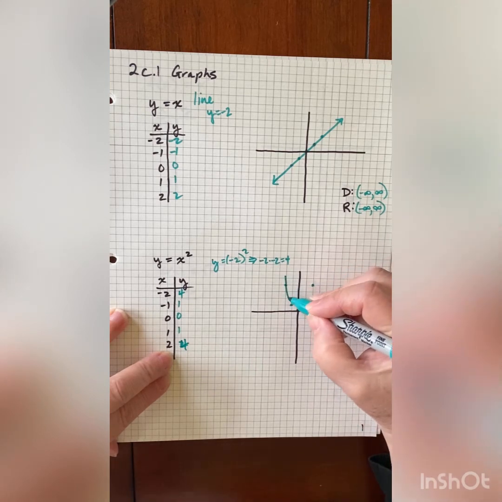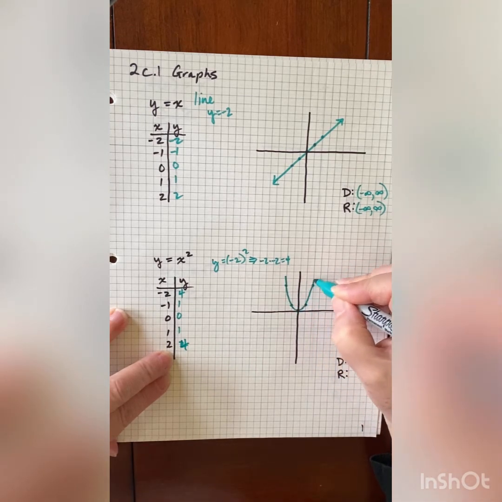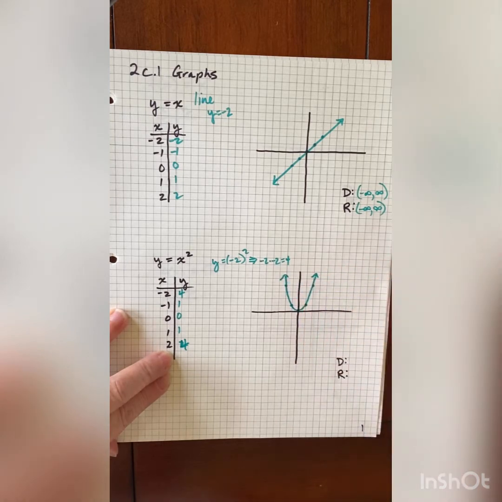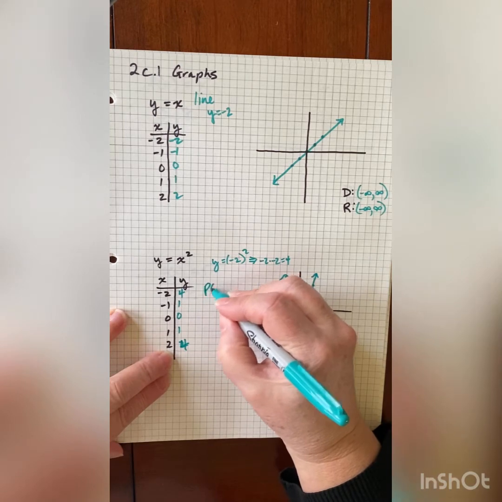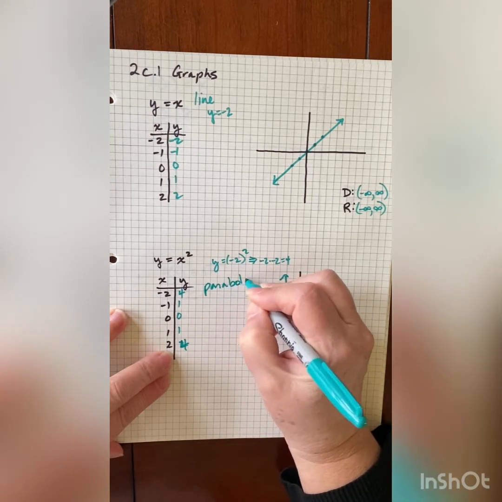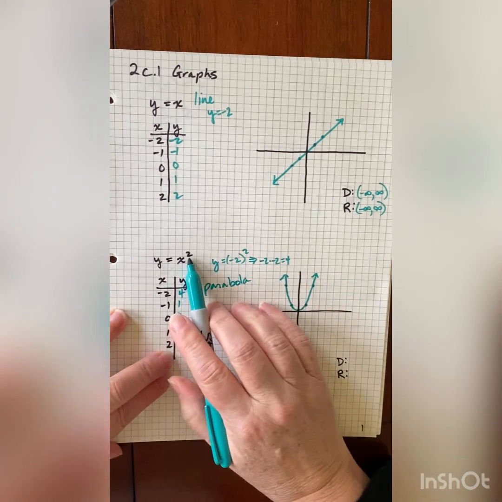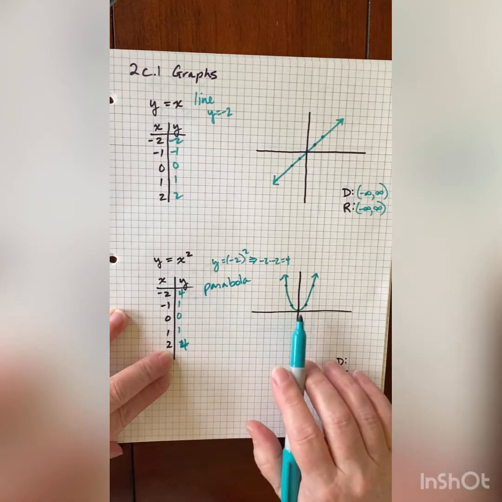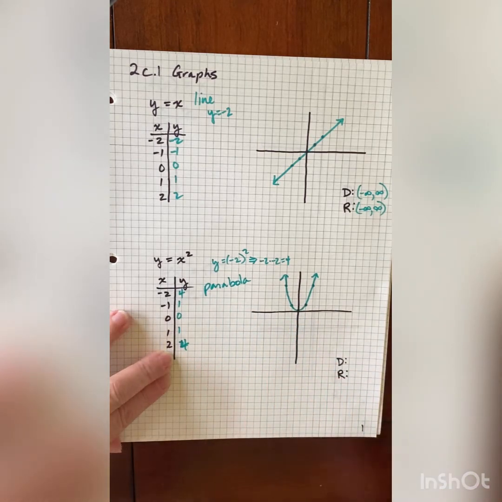I get this U shape here. This is a parabola. So if you have an x squared, you will have this U-shaped parabola.